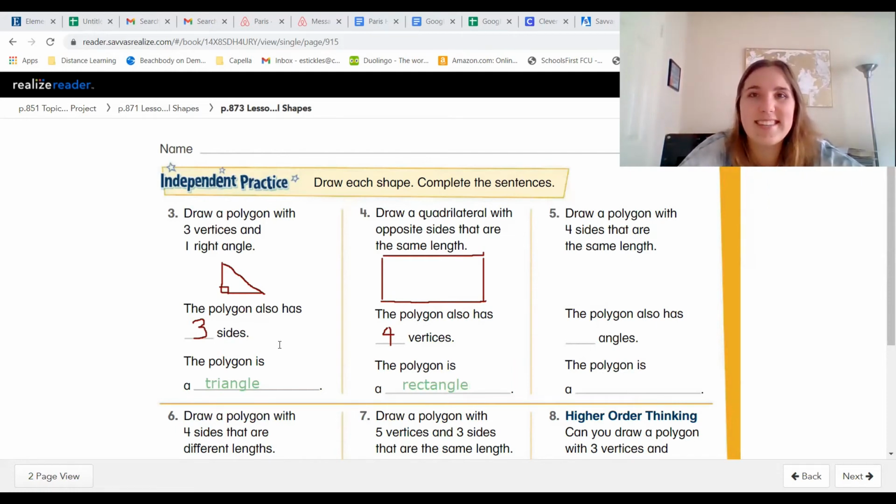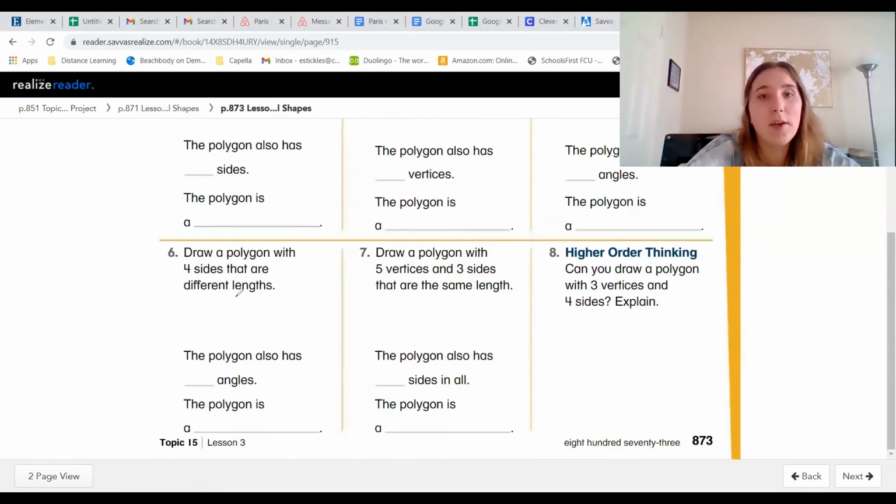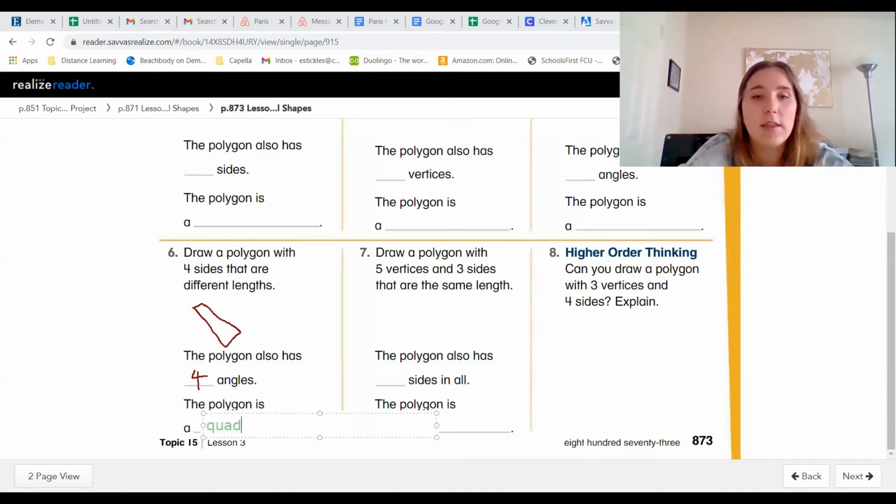We're going to go down to number 6. Okay, number 6 says draw a polygon with 4 sides that are different lengths. So I just have to draw a shape that has 4 sides of different lengths from each other. So 1, 2, 3, and 4. Okay, so my polygon has 4 different sides, and it has 4 angles on it. And there's no real right angles. Maybe this one could be, I'm not sure, but it would still just be a quadrilateral because the corners are not all right angles. So our polygon is a quadrilateral.